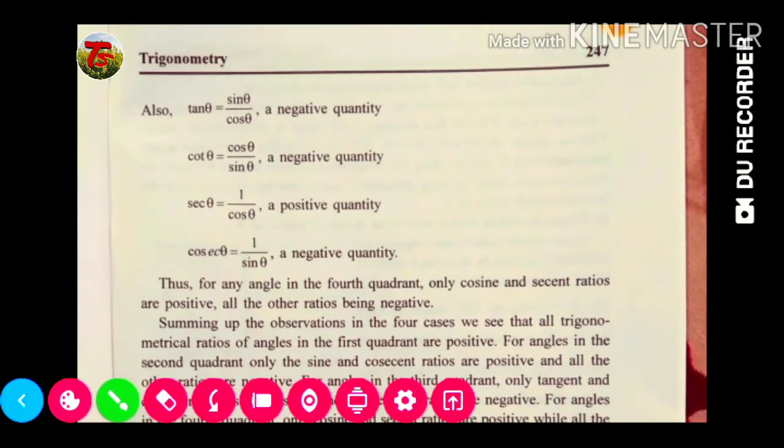So tan theta: sin theta is negative, cos theta is positive, so plus minus will be minus, that means a negative quantity. Cot theta is equal to cos theta by sin theta. Cos theta positive, sin theta negative, so negative. Sec theta is 1 by cos theta, and cos theta is positive, so it will be a positive quantity. Cosec theta is 1 by sin theta, and sin theta is negative, so it will be a negative quantity. Thus, for any angle in the fourth quadrant, only cosine and secant, that means cos theta and sec theta ratios, are positive, and all other ratios are negative.